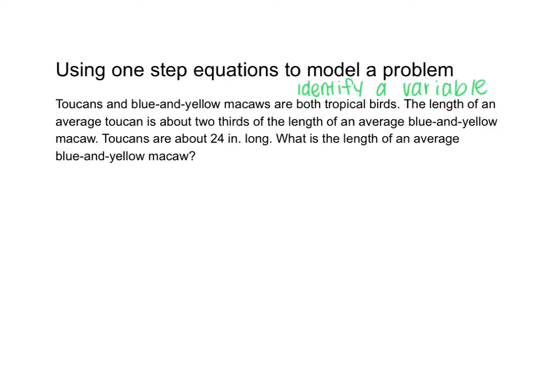So, very first thing that we should do is we should take out our highlighter, and what we're going to do is we're going to highlight what the question is asking for. It wants us to know what is the length of an average blue and yellow macaw. And what we're going to do with that highlight is we're going to label it a variable. We're going to label it x in our case. So x is the length of an average blue yellow macaw.